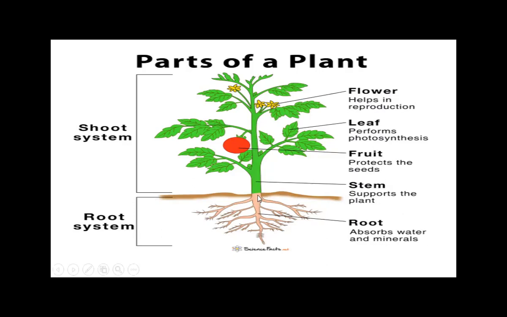So we can say that a plant has two parts. Number one is the shoot system, and number two is the root system. The root system is actually underground, and the shoot system is above the ground level.